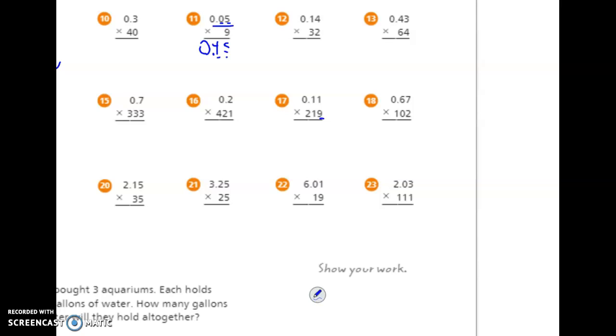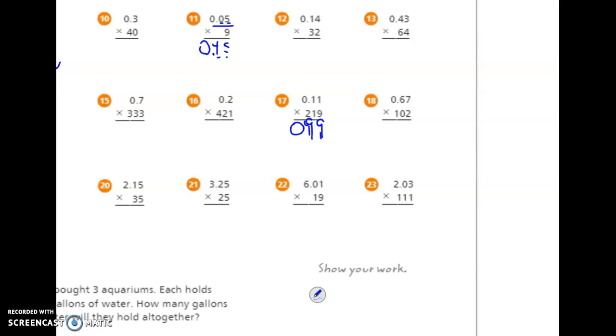First thing you're going to do, multiply by the 1. So we're going to multiply by the 9. 9 times 1 is 9. 9 times 0 is 0. And again, you can leave that 0 off if you would like to. But 9's back in there.